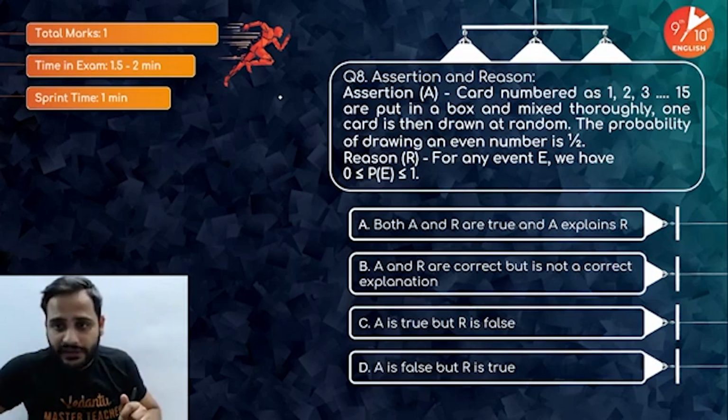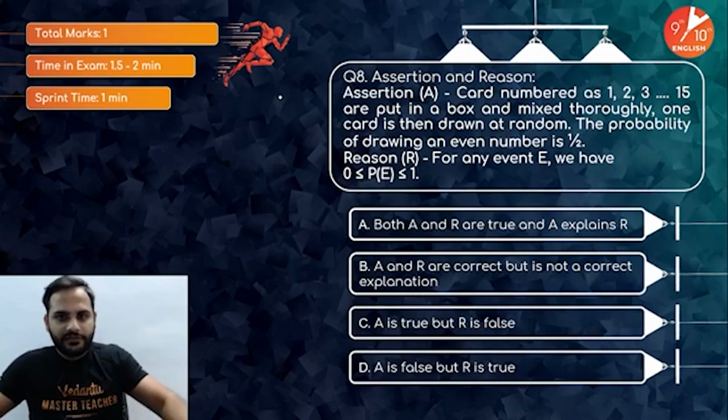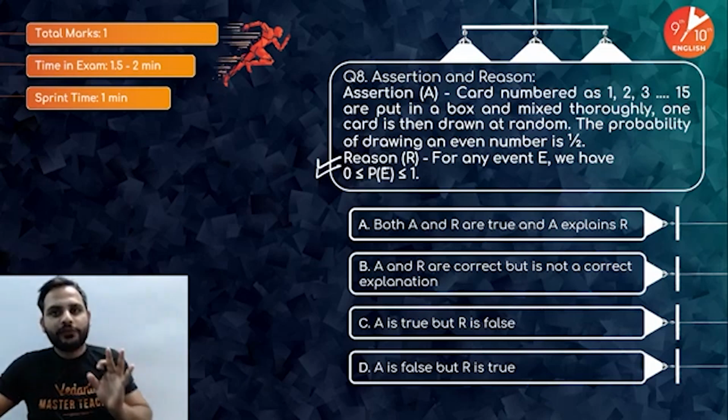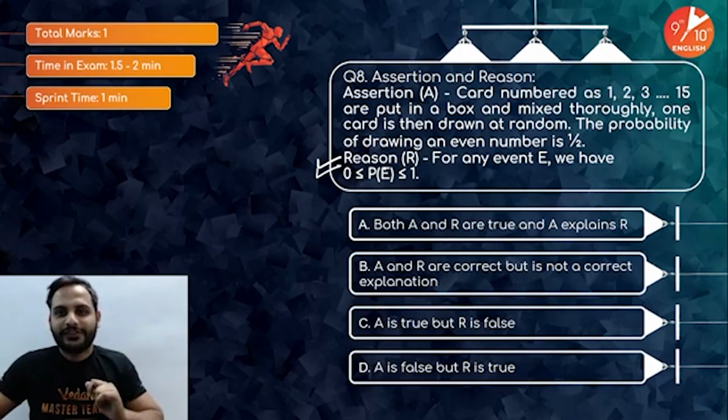Reason: for any event E, we have probability of an event from 0 to 1. Yes, that is true. Let's look at the assertion. Now look, many students think that the assertion is also correct but not the correct explanation, and they will mark B. But remember, the assertion is not correct.